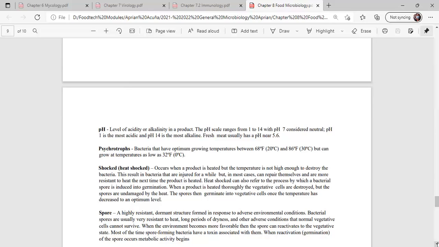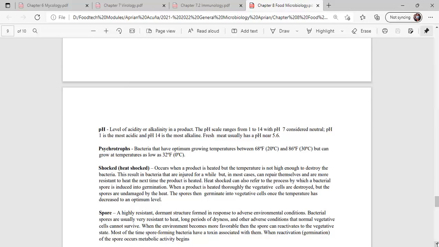Then you have your psychrotrophs. Okay, bacteria have the optimum growing temperature between 68 degrees Fahrenheit or 20 degrees Celsius and 86 degrees Fahrenheit or 30 degrees Celsius, but can grow at a temperature as low as 32 degrees Fahrenheit or 0 degrees Celsius.